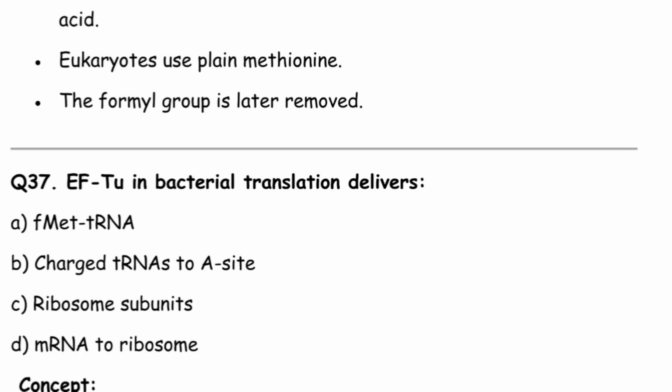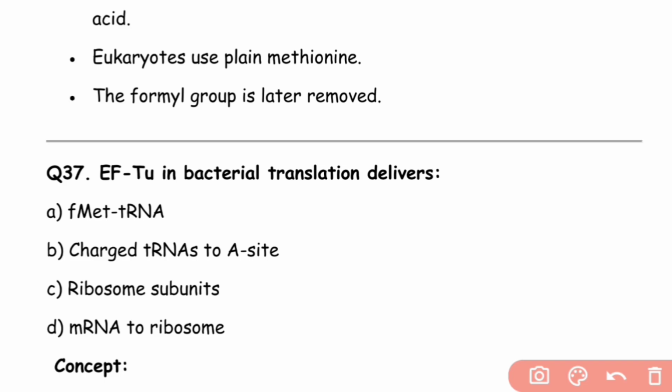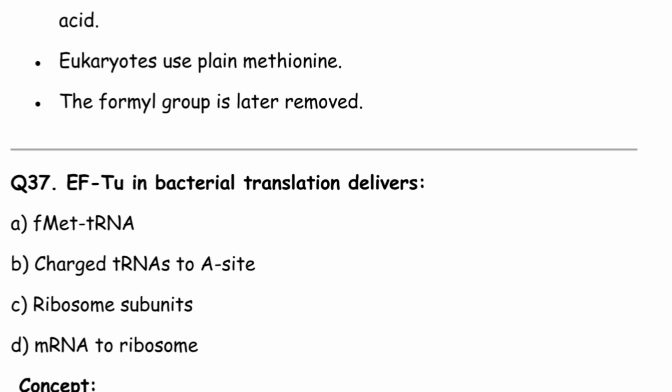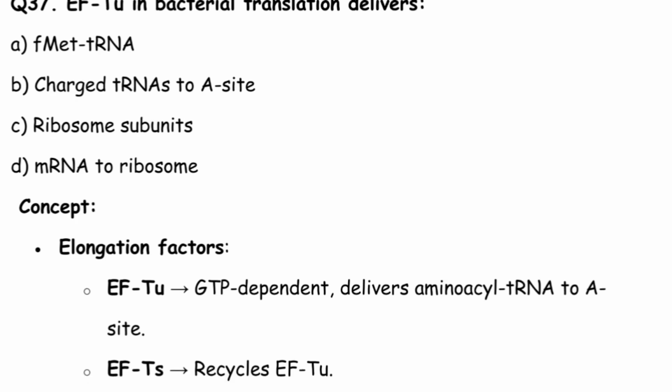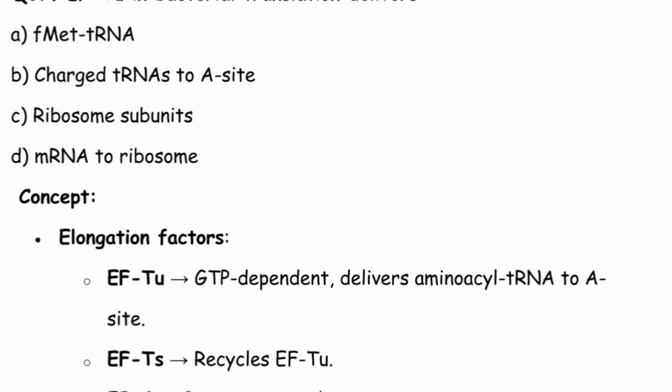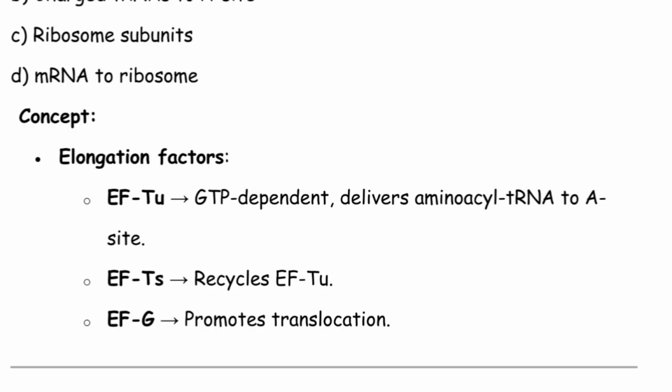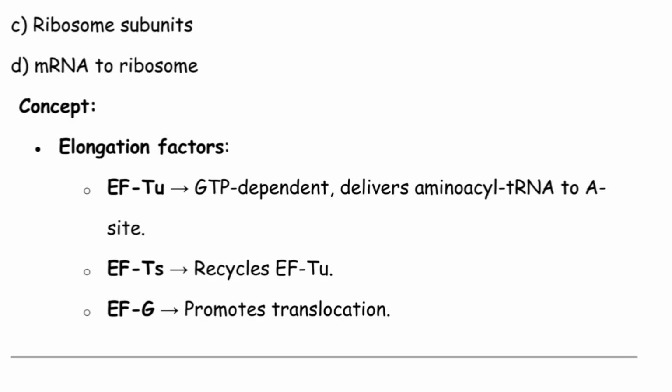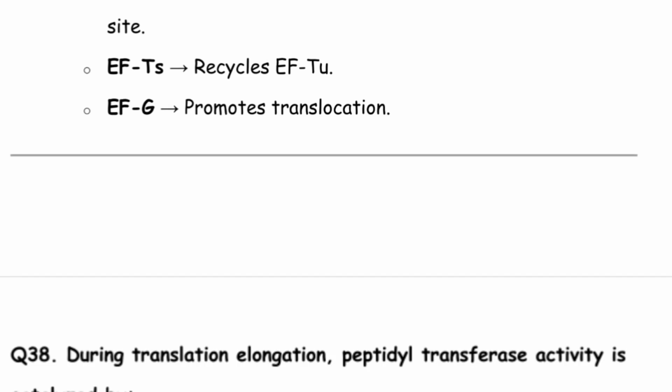Next question: EF-Tu in bacterial translation delivers A. formylmethionyl tRNA, B. charged tRNAs to the A site, C. ribosome subunits, or D. mRNA to ribosomes. The correct answer is B. Charged tRNAs are delivered to the A site by EF-Tu. These are elongation factors. EF-Tu is GTP dependent and delivers aminoacyl tRNA to the A site. EF-Ts recycles EF-Tu. EF-G has its role in promotion of translocation.